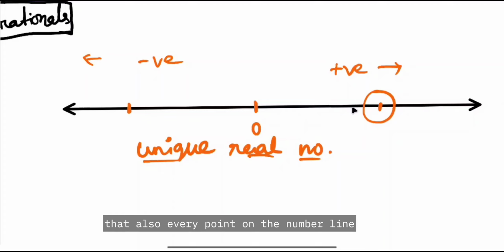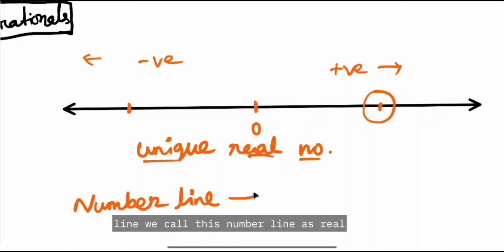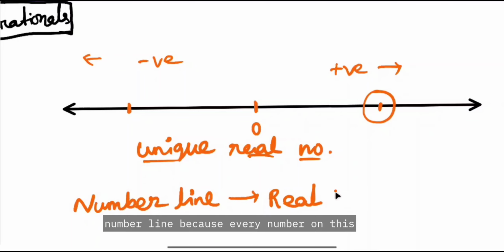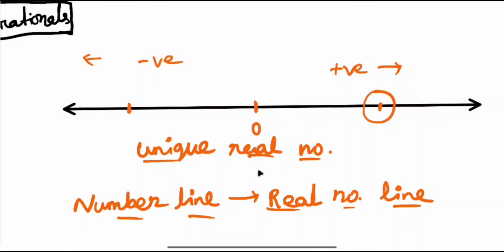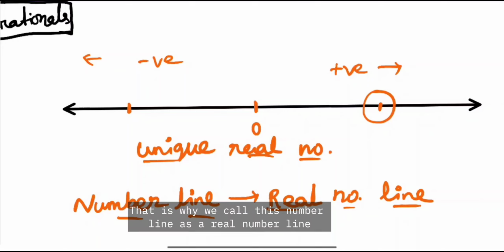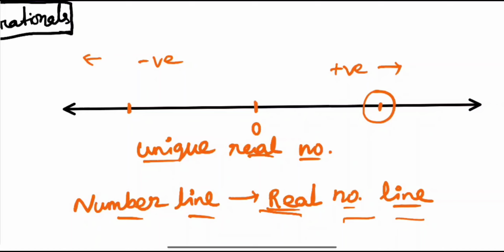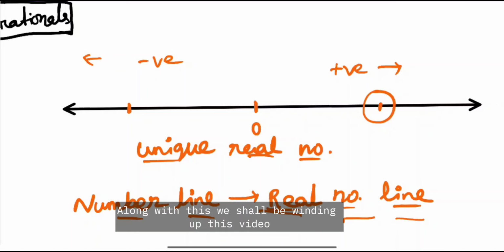That also means that every point on the number line represents a unique real number. That is why we call this number line the real number line, because every point on this number line represents a unique real number. That is why we call this number line the real number line, right? Okay.